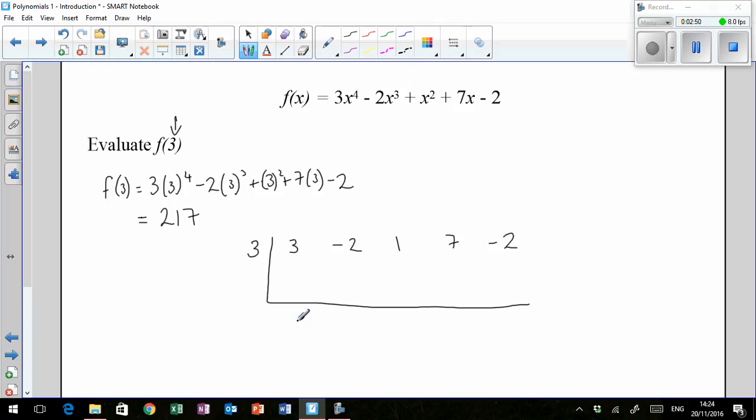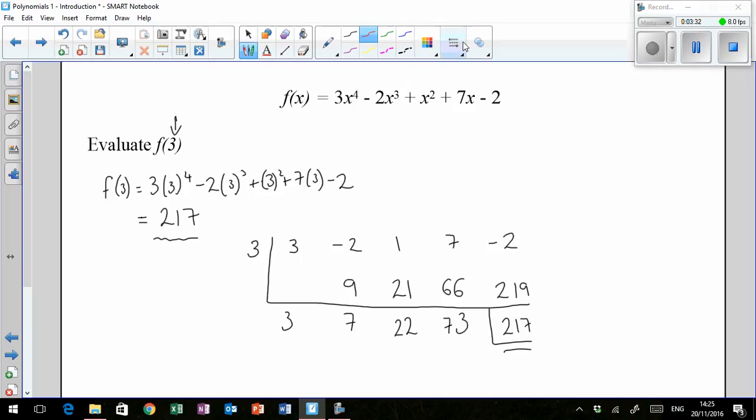What you're going to do is add down and multiply up at every step. The first number is a 3, so we just bring that down to the bottom. When we multiply up, we multiply by this number here. So 3 times 3 is 9. 9 minus 2 is 7. 7 times 3 is 21. 1 add 21 is 22. 3 times 22 is 66. 7 add 66 is 73. 3 times 73 is 219. And then minus 2 add 219 is 217, which you'll notice is exactly the same as over here.